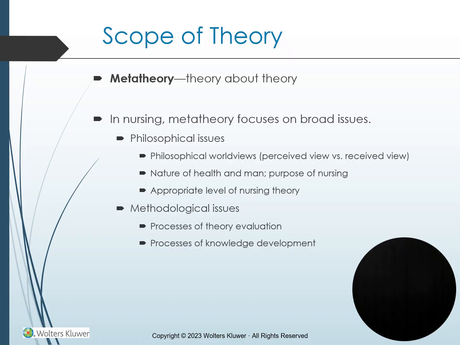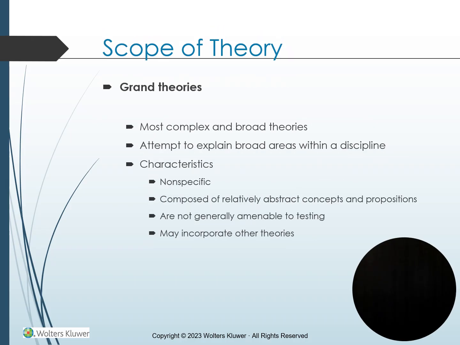Now let's talk a little bit about the scope of theory. When we think about the scope of theory, we have meta theory. That is a theory about a theory. In nursing, meta theory focuses on some of the broad issues. We think about our philosophical issues and our methodological issues. Philosophical issues are things like the philosophical worldviews, nature of health and man, appropriate level of nursing theory, whereas methodological issues look at the process of theory evaluation and the processes of knowledge development.